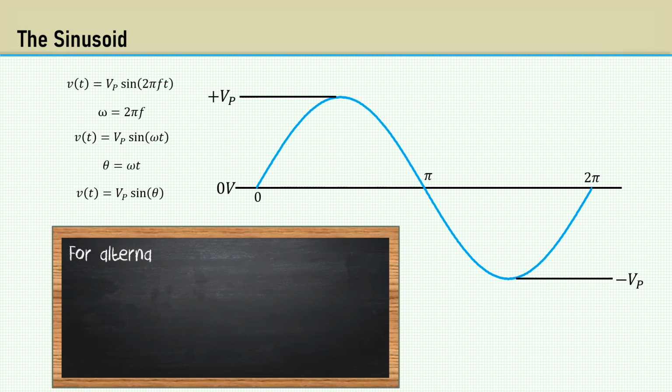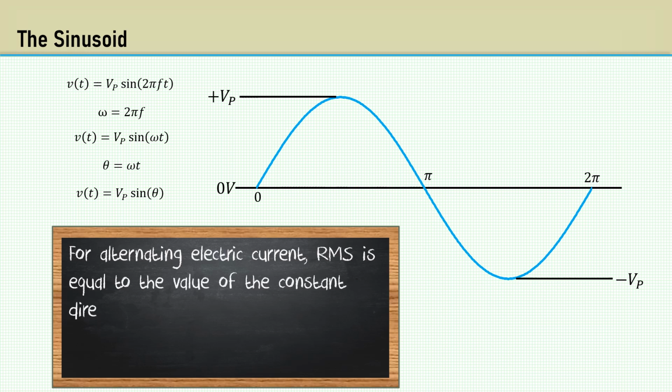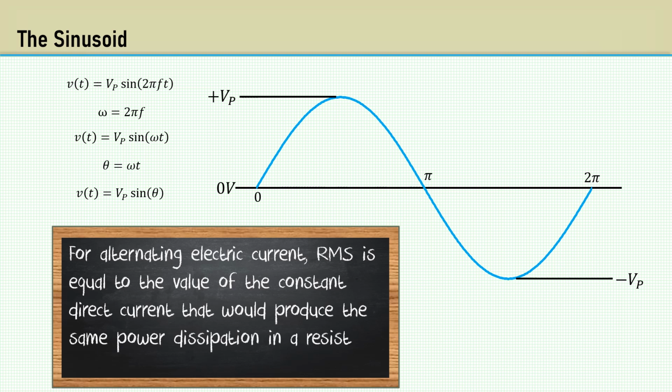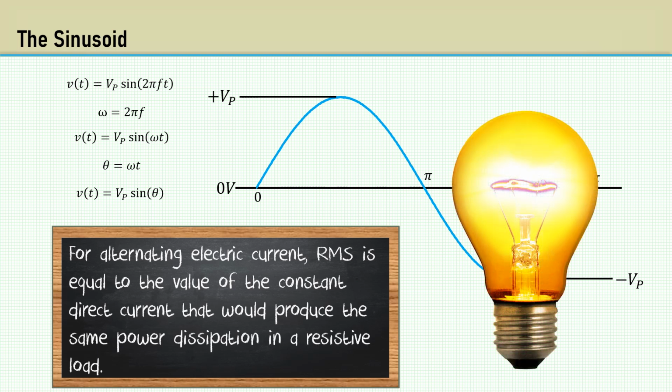For alternating electric current, RMS is equal to the value of the constant direct current that would produce the same power dissipation in a resistive load. The light bulb doesn't care if the voltage is negative or positive.